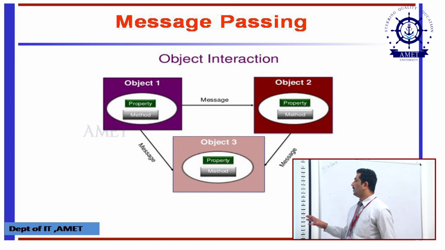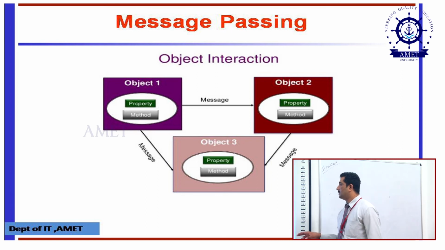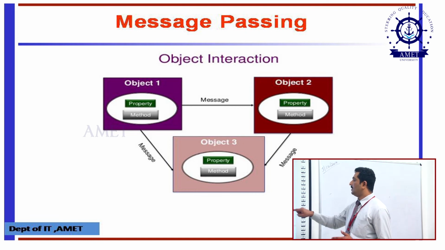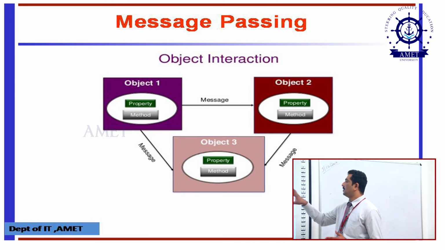Every object has, as we already discussed, properties and methods. For a single class we can declare more than one object. Each object will communicate with the others, sending and receiving information between different objects. This concept is called message passing.